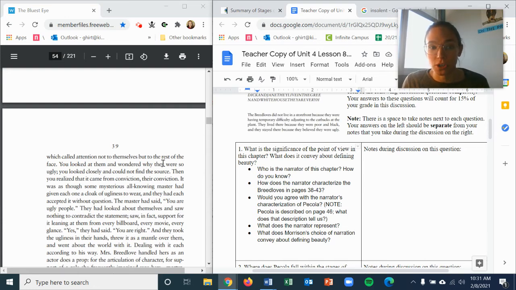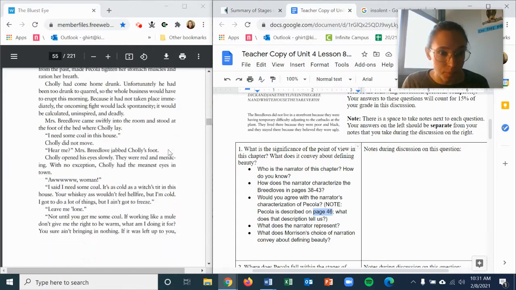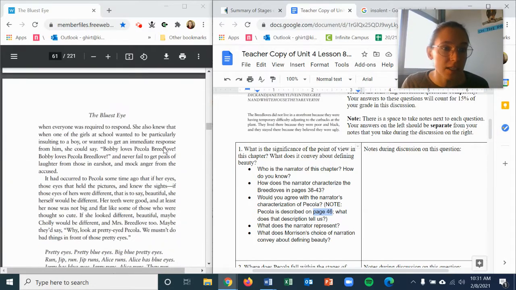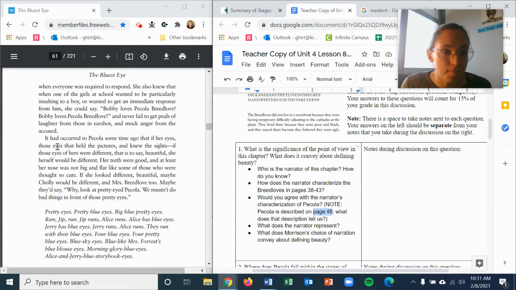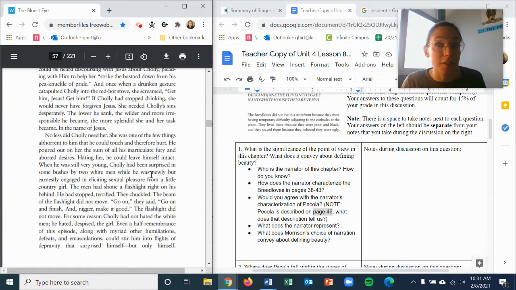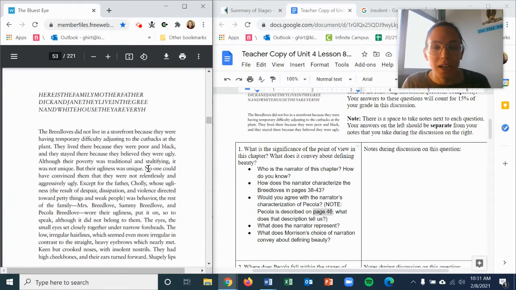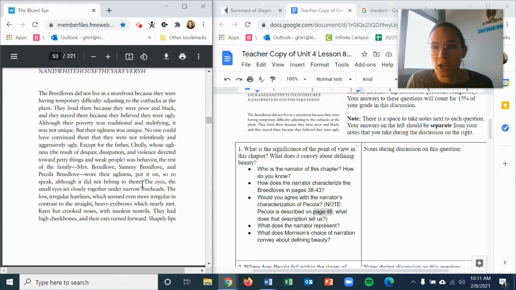I would also push you to look at page 46, where you get a description of Pecola, where it says, her teeth were good, and at least her nose was not big and flat like some of those who were thought so cute. So we also have evidence that Pecola is not necessarily objectively ugly. So what does this narrator represent?